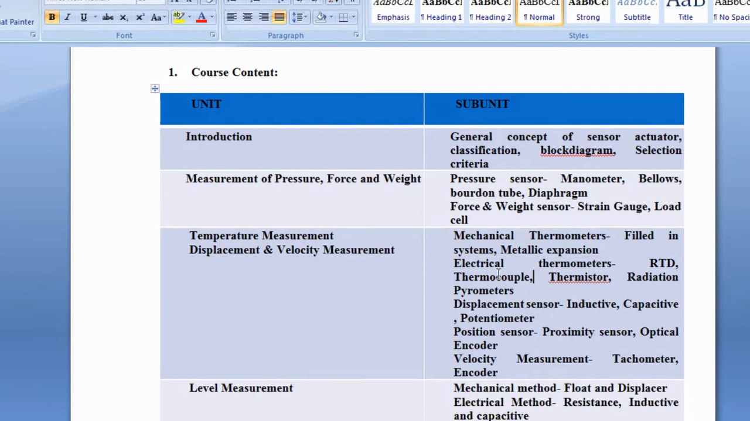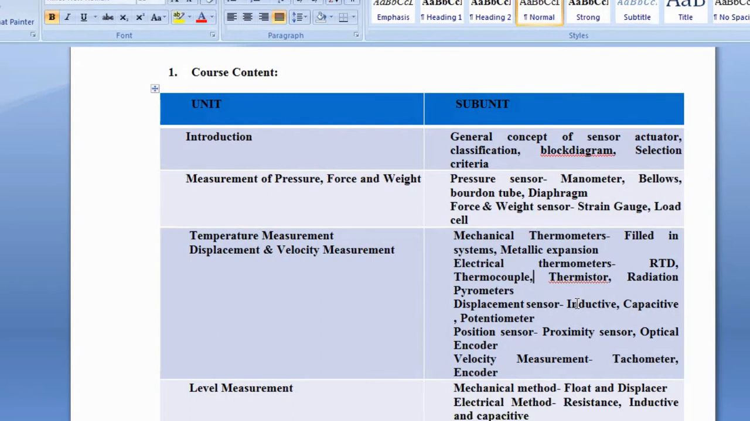There are displacement sensors. There is a chapter 4 actually. Chapter 3 is temperature measurements. Chapter 4 covers displacement and velocity measurements. So this is chapter 3 and chapter 4, which are combined. So chapter 4 is displacement sensors, and the first is the inductive type.